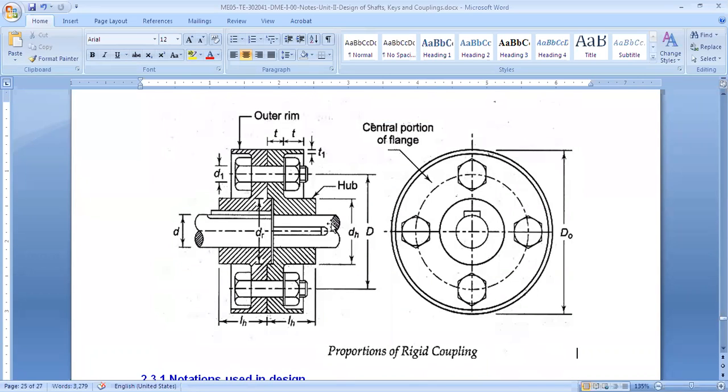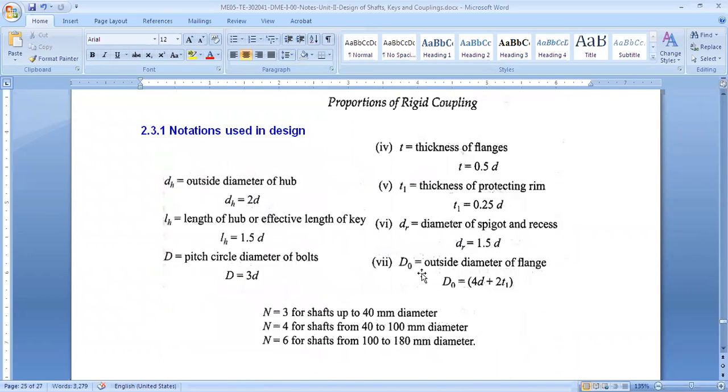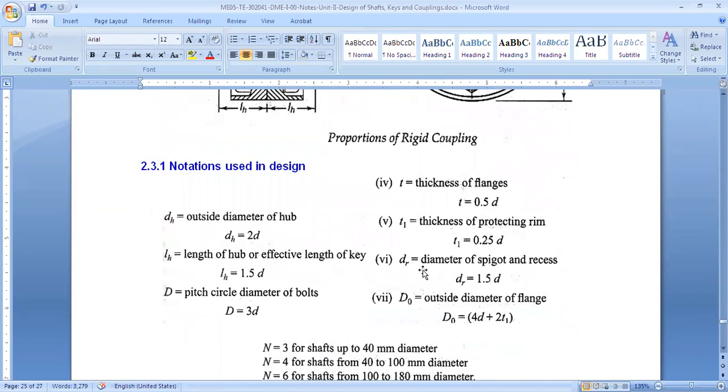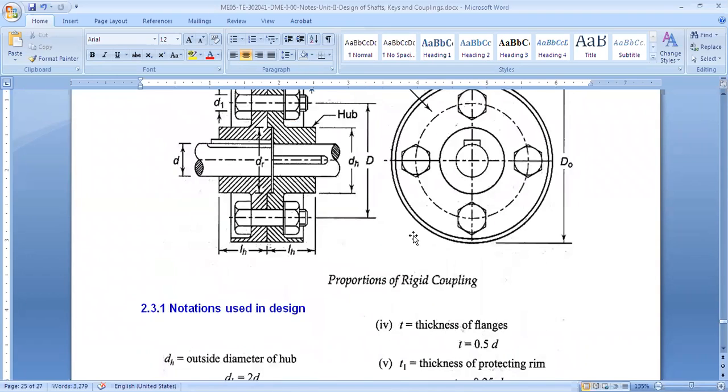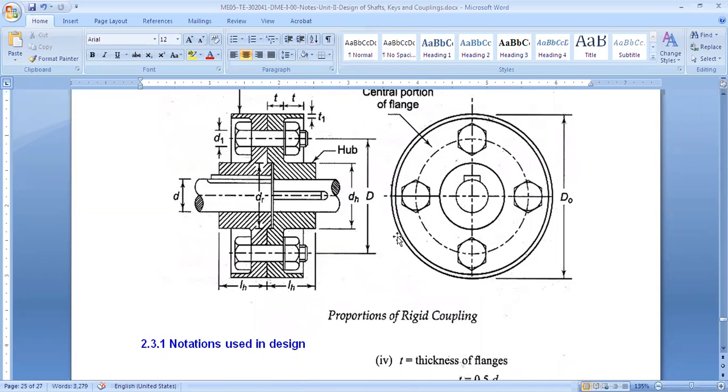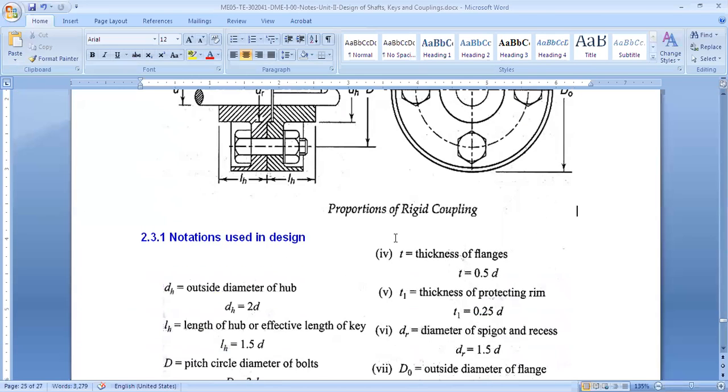Whatever bolts they are, they are located at diameter D. If you see the right hand side diagram, it is shown with the center line. Those are the PCD of your bolts. It is denoted by symbol D. DO is the outside diameter of the flange, right? So we now have four diameters: D, diameter of the shaft; DH, diameter of the hub; capital D, PCD of the bolts; and DO, outside diameter of the flange.